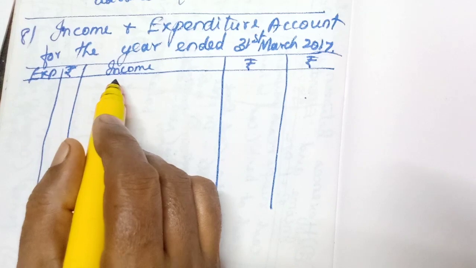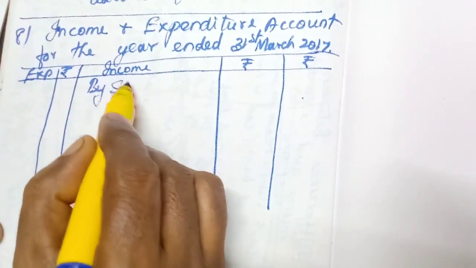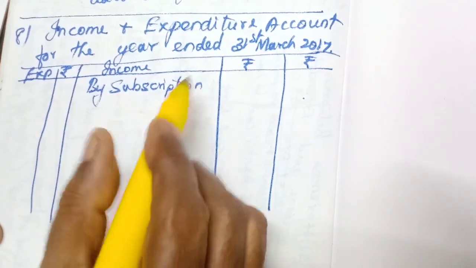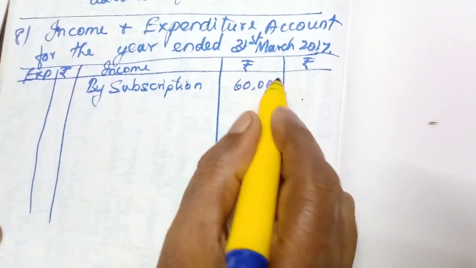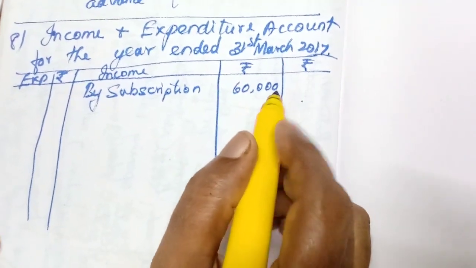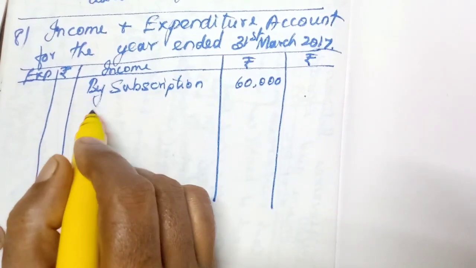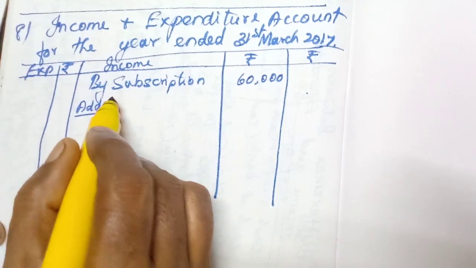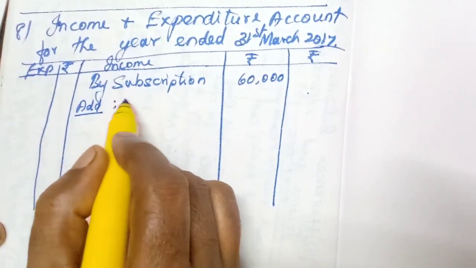Now we have to write 'By subscription'. In the inner column we have to write the amount. The 16-17 amount is given: 60,000. You keep the book with you. Keep the book open with you and see whether you are able to understand. Then add the first one. Outstanding subscription, both we have to add.